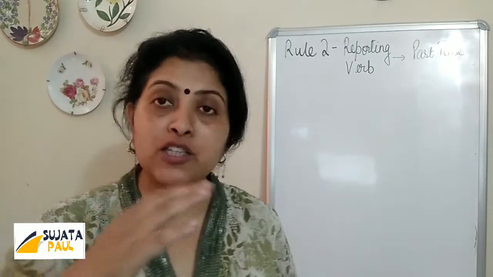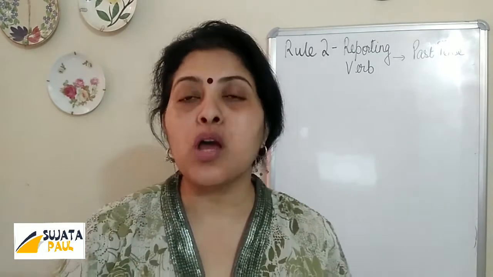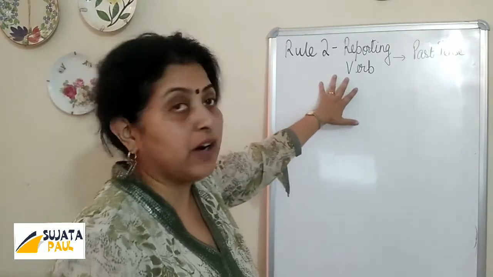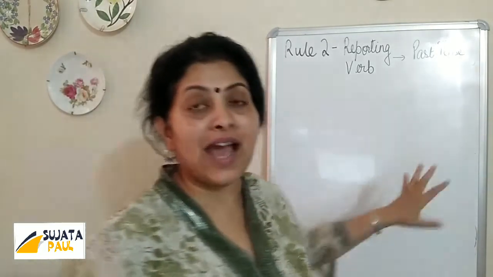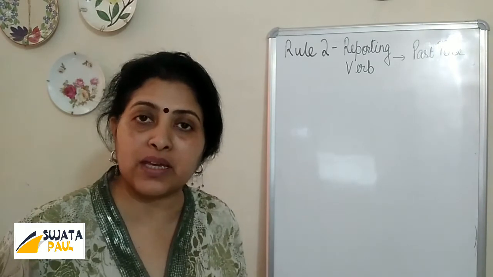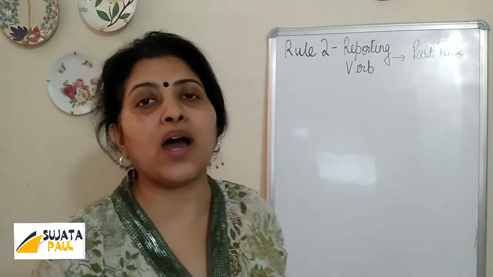Now, this lesson is part 3 of direct to indirect speech, and I'm going to be talking about rule number 2. In rule number 2, you have a number of subparts, but the first 3 parts is what I'm going to do now. If the reporting verb is in the past tense, and to find out what the reporting verb is, please check part 1 and part 2 of this series.